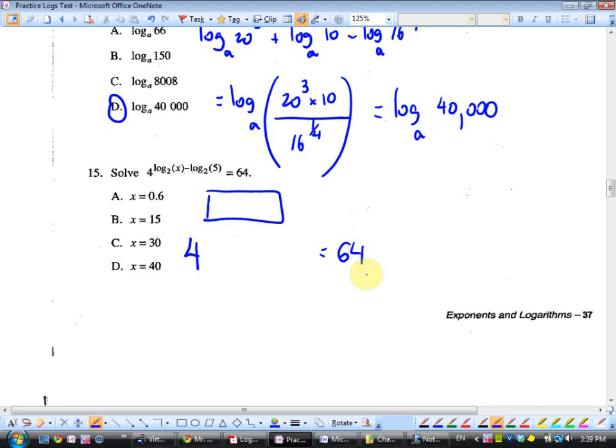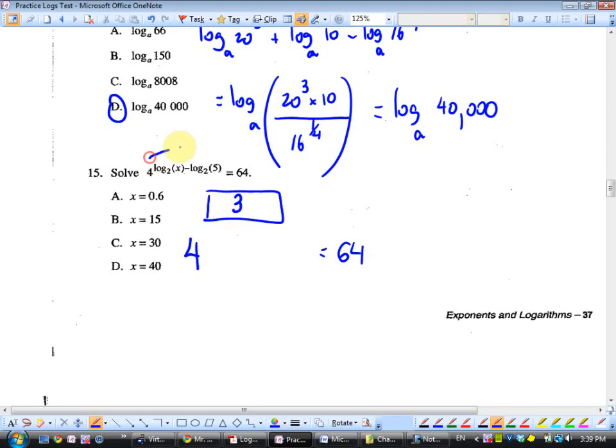4 to the what equals 64? 4 to the 2? No, what's 4 squared? 16. What's 4 cubed? What's 16 times 4? Now, what does that mean?